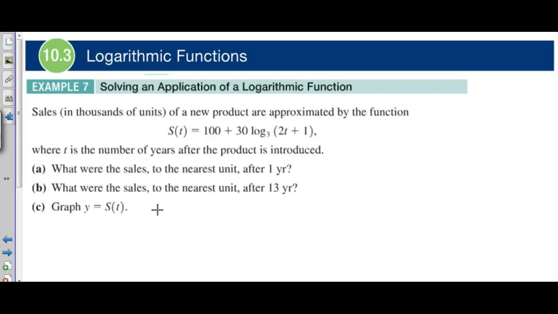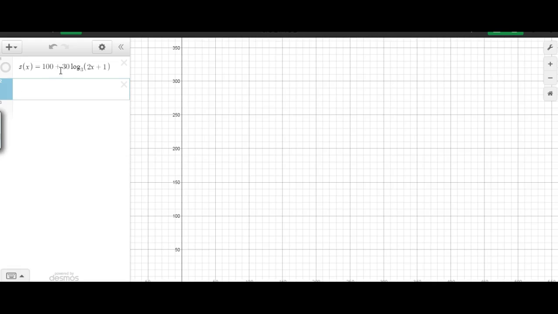So really, Desmos does this very well, where you can just go ahead and plug in our function. By the way, Desmos doesn't do S of t yet. I think they're working on that, at least when this video is made, but probably here very shortly they'll have it already up and ready. So I had to use x as the variable.